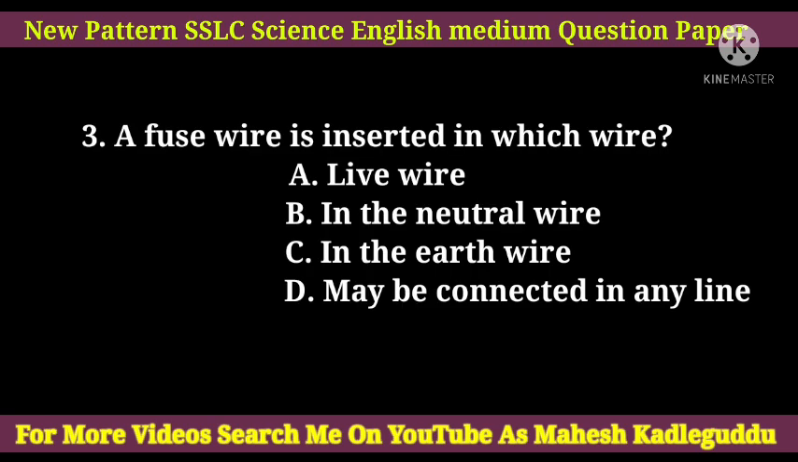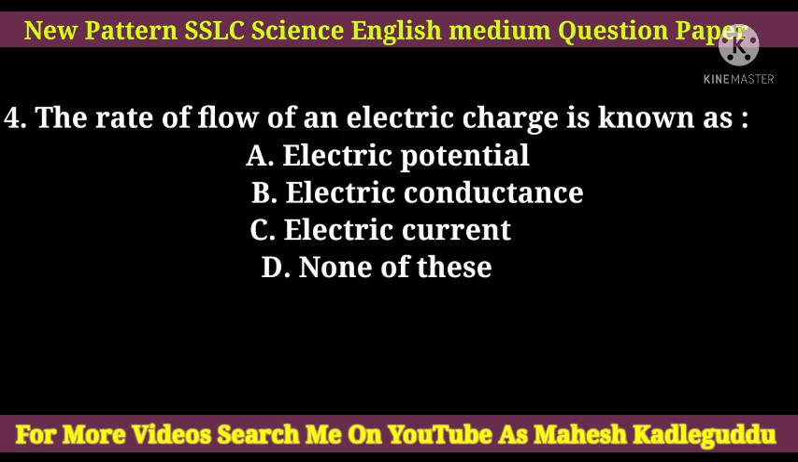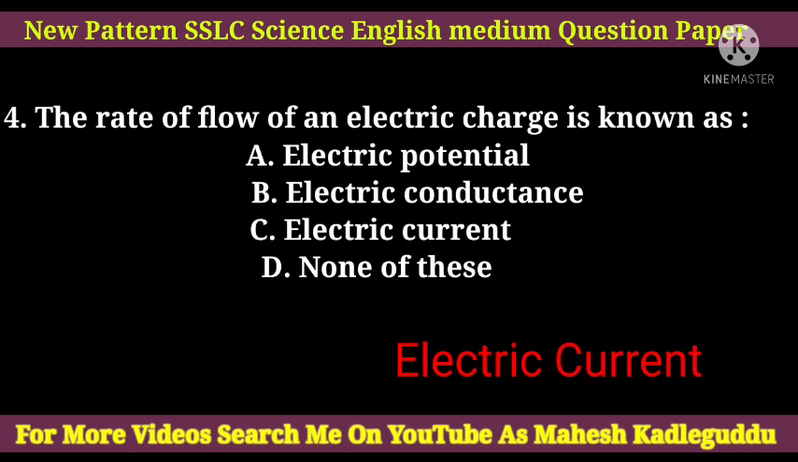Third question: a fuse wire is inserted in which wire? Live wire, neutral wire, earth wire, or may be connected in any line. A fuse wire is inserted in the live wire. So live wire is the right answer for the third question. Next question: the rate of flow of an electric charge is known as electric potential, electric conductance, electric current, none of these. The rate of flow of an electric charge is known as electric current.